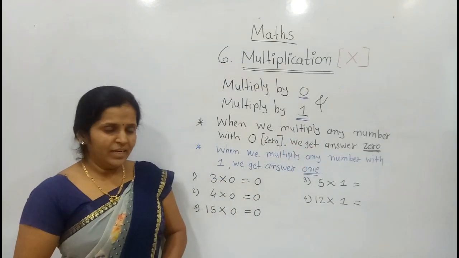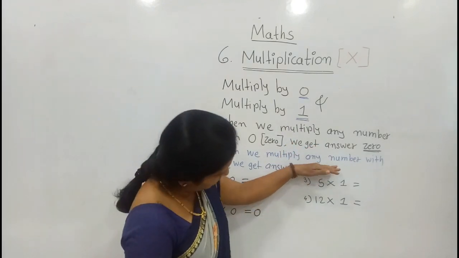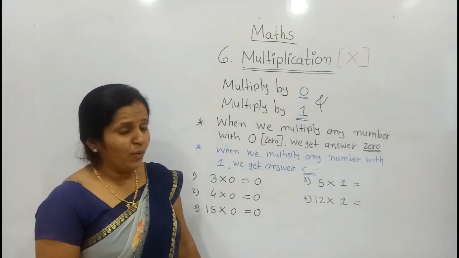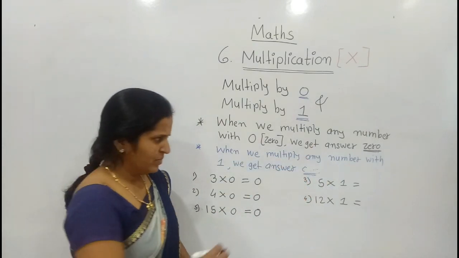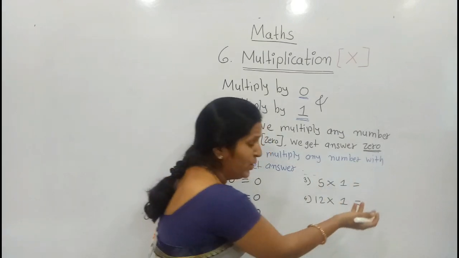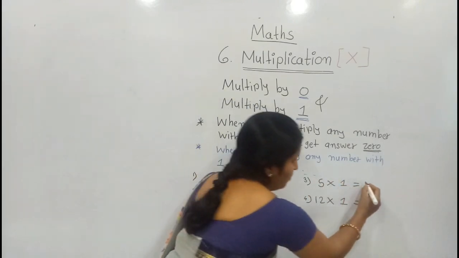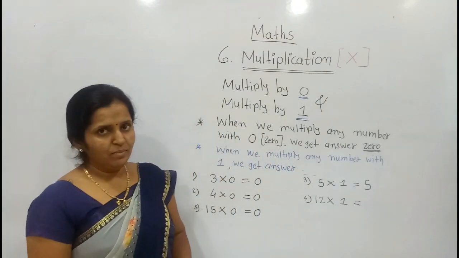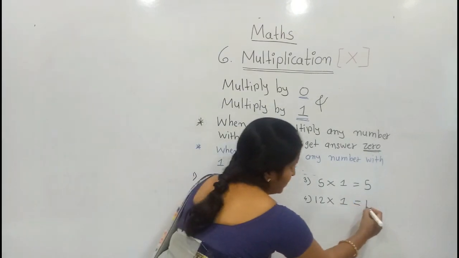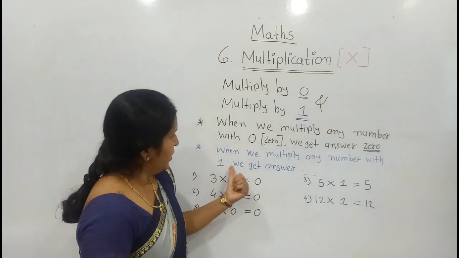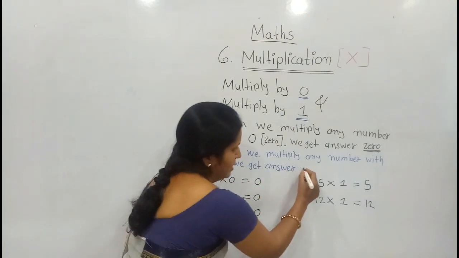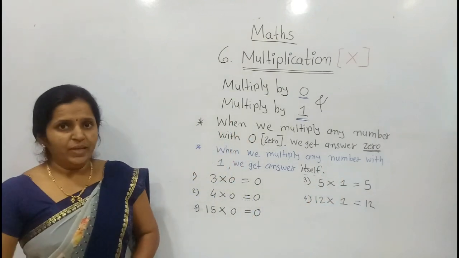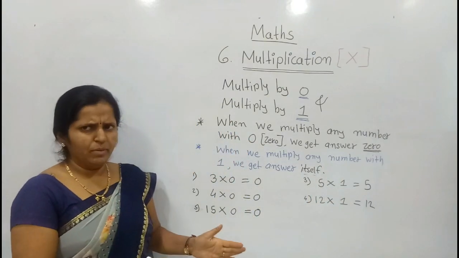Whenever we have to multiply 5 into 1, what will be the answer? 5 into 1. 5 ones are 5. Then 12 into 1 means 12. Here I have written, we get the answer itself. Itself means तोच number परत येतो.